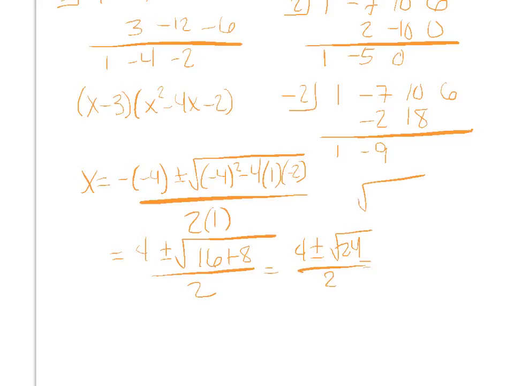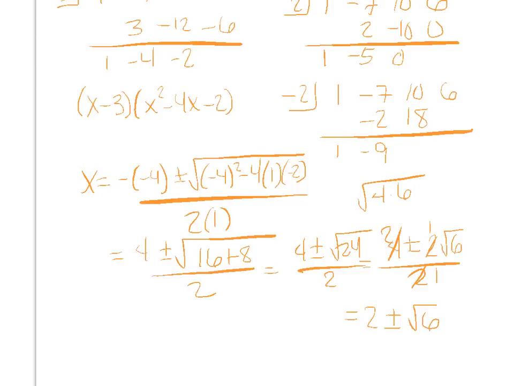Okay, well 24 is, let's see here, 12 times 2 doesn't help. 4 times 6 is going to be the one. So we have 4 plus or minus square root of 4 is 2. I'm left with the square root of 6 all over 2. And then notice that I have a 2 I can take out of all of them, so I should. So then I get 2 plus or minus square root of 6.